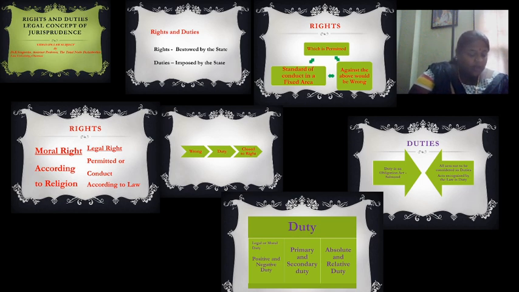Holland says a right is a capacity residing in one person. So this person should be able to exercise his right. He should also have a negative right to restrict others from entering into his rights. So this is how the right is defined.